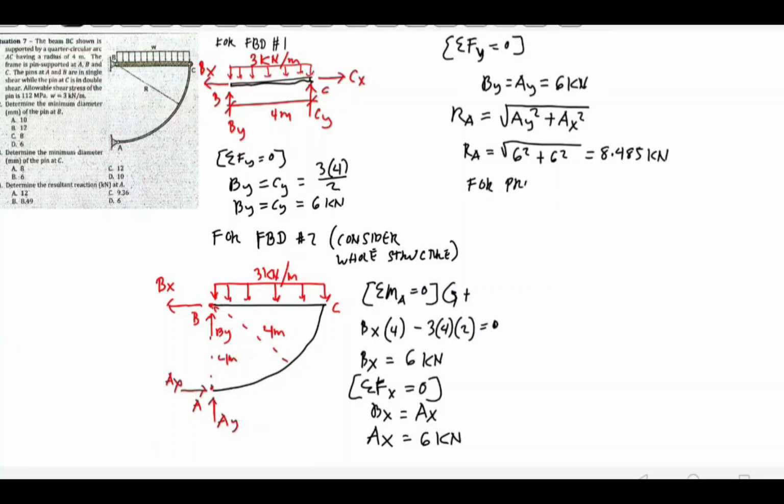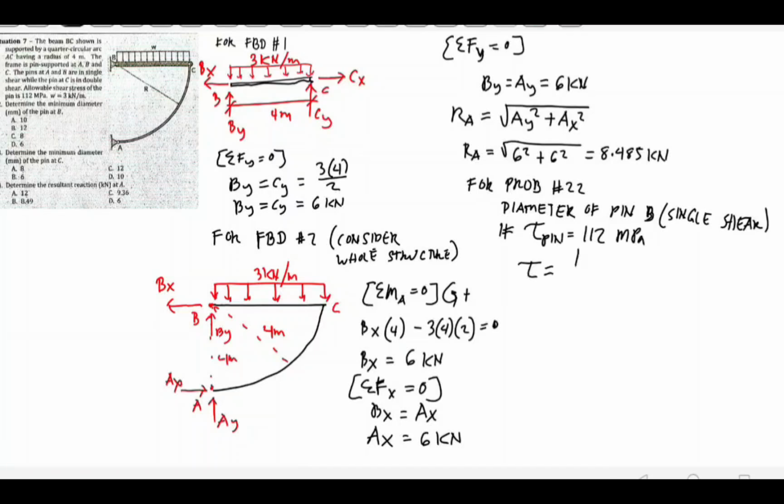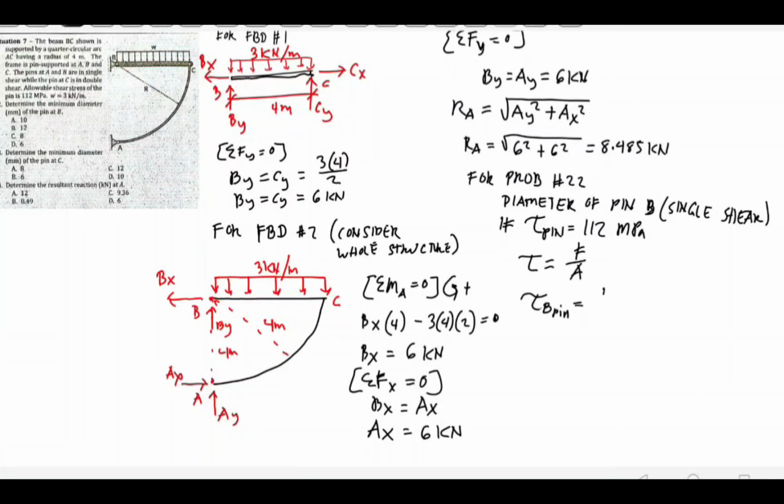Now, for problem number 22, what is the diameter of pin B, which is in single shear, if the allowable shear stress of the pin is 112 megapascals? The formula of shear stress is force over shear area, so the allowable shear stress equals the reaction at B over the shear area of pin B. To solve the minimum diameter, since RA equals RB equals RC, which is 8.485.